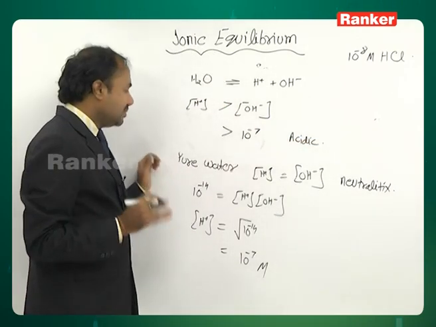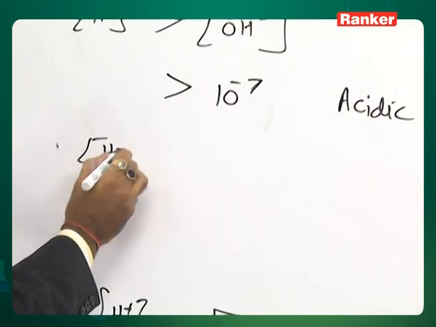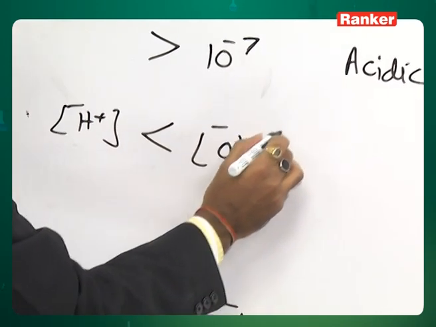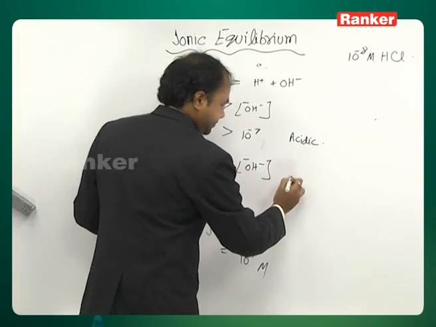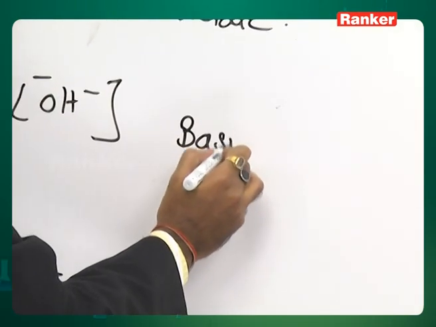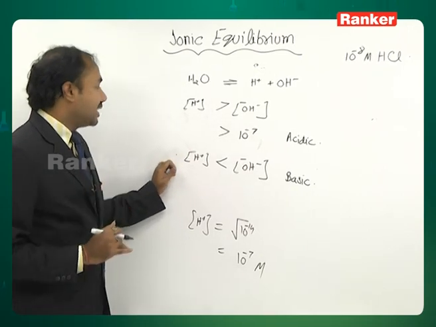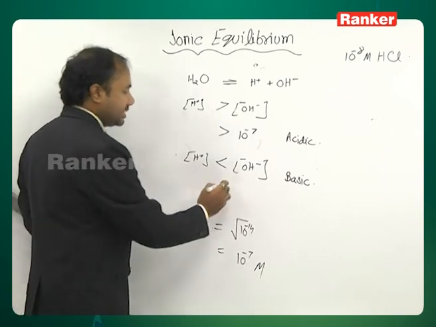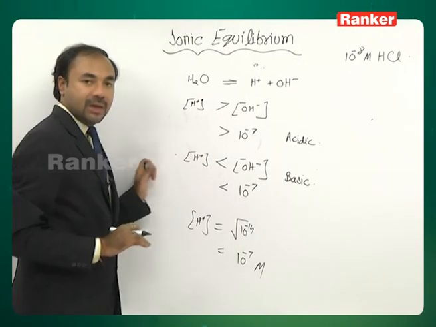Right. Now, similarly, if in a solution, concentration of H plus ions is less than OH minus, the solution is said to be basic. Now, again the case is at 25 degrees Celsius, obviously concentration of H plus ion in the solution should be lesser than 10 to power minus 7.